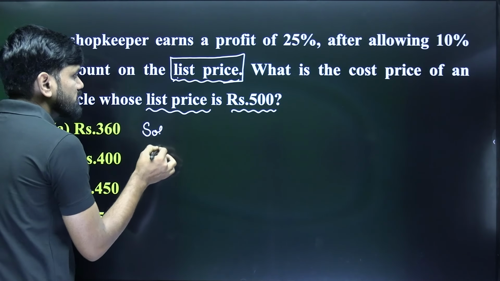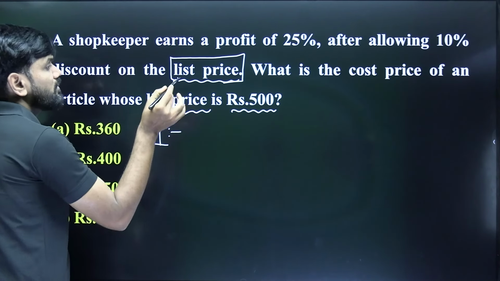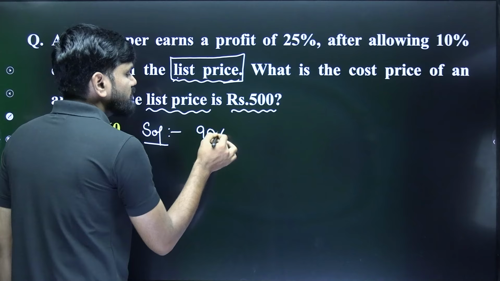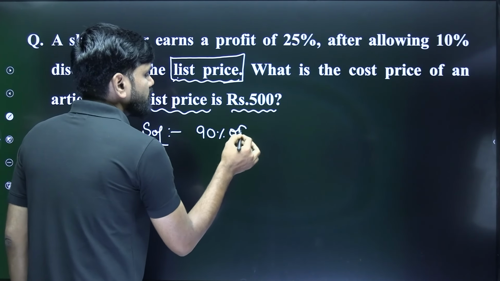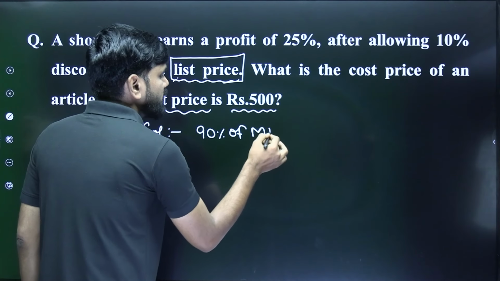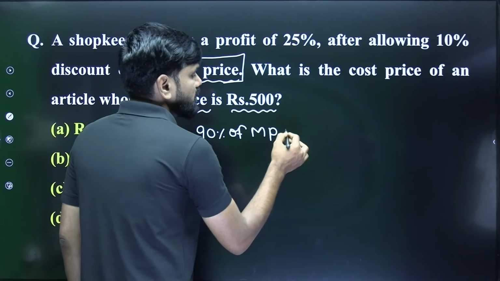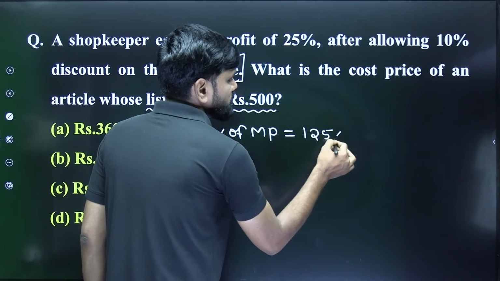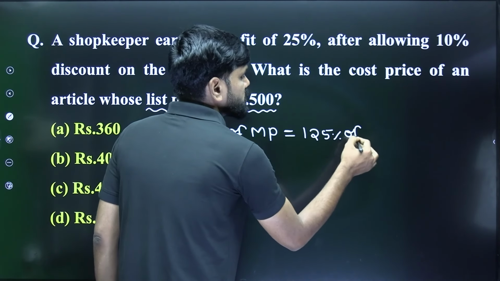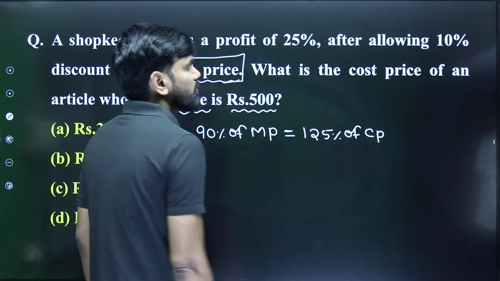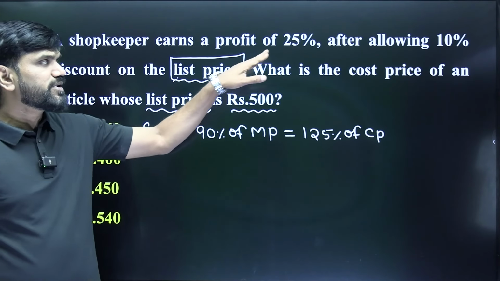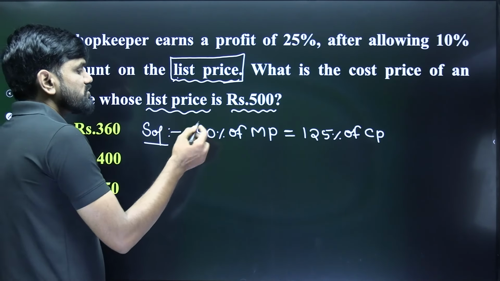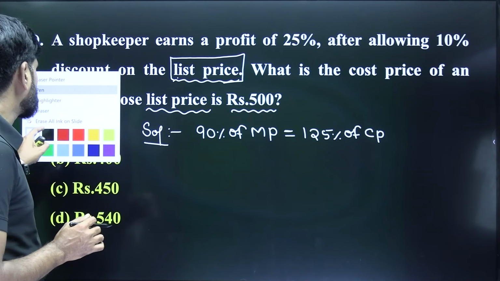Now as the discount is offered, 10% discount is offered, that will correspond to 90% of the market price. Because market price is reduced by 10%, that becomes 90% of the market price. That will fetch you a gain of 25%, means it corresponds to 125% of the cost price. Because the gain is taken on the cost price, so cost price plus 25% will give you the selling price over there.